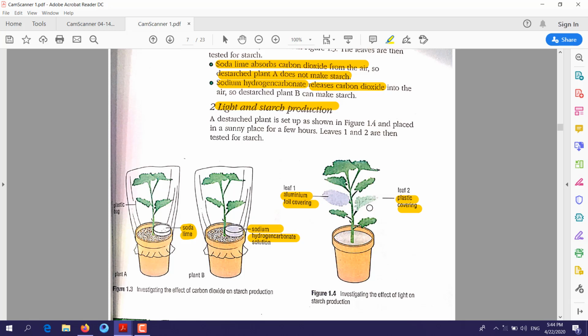Now, for photosynthesis to take place, it needs carbon dioxide and water plus light. This plant has water, and it also has carbon dioxide. But this leaf is covered with aluminium foil, so the light cannot reach it. Here, the light will reach it. But what will happen if the light does not reach it? This leaf will not be able to go through photosynthesis. At the end, if we test for starch, we will see here there will be no starch. But here, there will be starch. That means here the photosynthesis stopped, but here it happened. It continues happening.